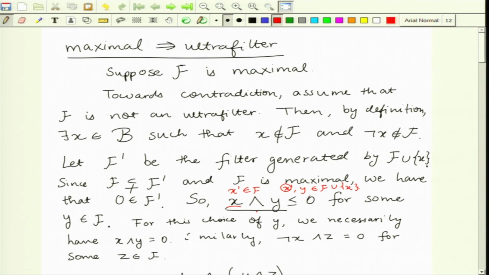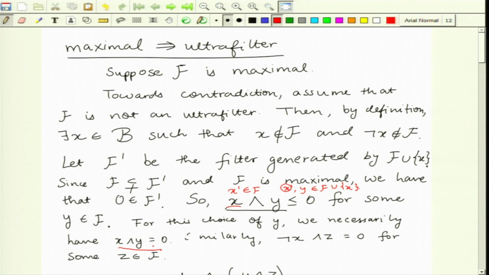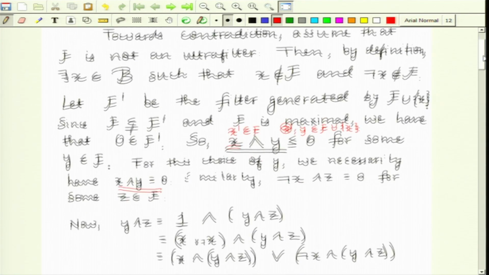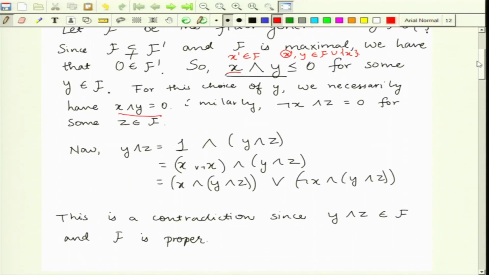By definition of generation of a filter, we know that x meet y is going to be less than or equal to 0 for some y in F, and since 0 is the bottom element, we know that x meet y is equal to 0. And we can do the same thing for negation x. We can find an element z in the filter such that negation x meet z is equal to 0.